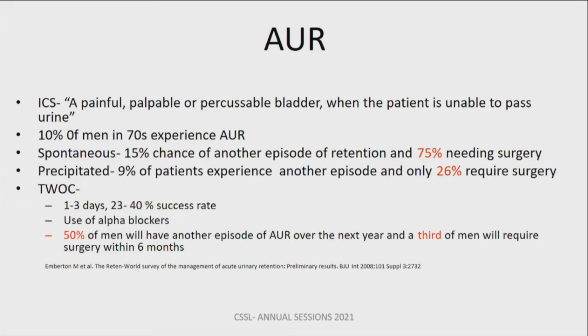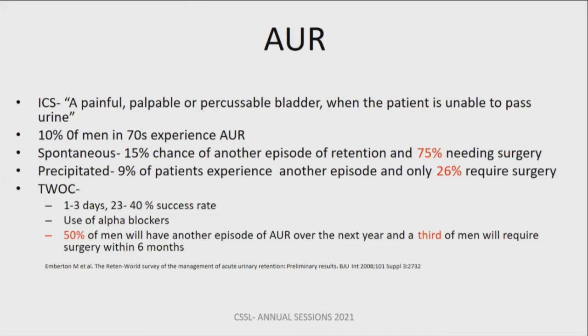This is the definition given by the International Continence Society. It can be either spontaneous or precipitated due to pain, infection, or post-op. It is very important to differentiate because 3/4 of patients with spontaneous acute urinary retention may end up in surgery, whereas in precipitated, it is only up to 25%.